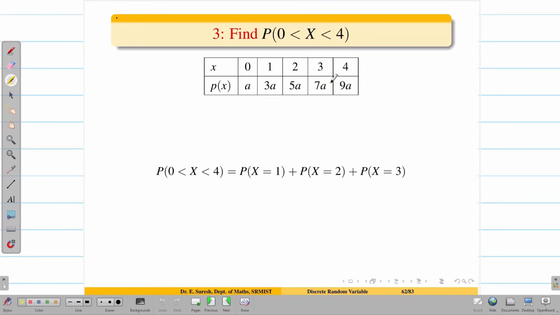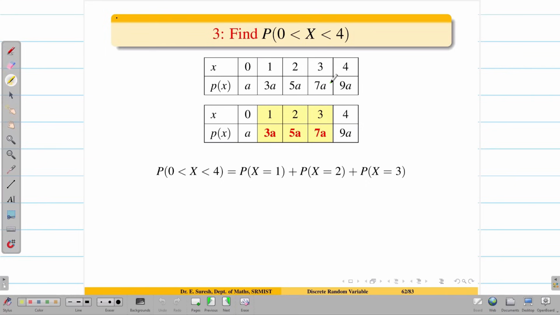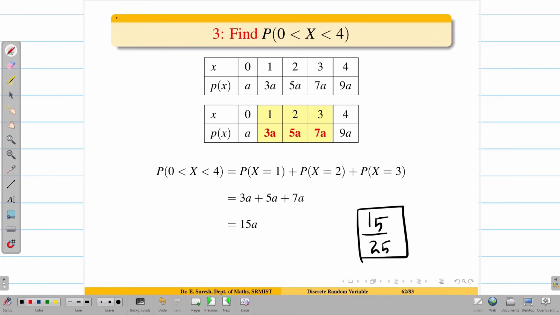Therefore, probability of x equal to 1 plus probability of x equal to 2 and probability of x equal to 3 will give the solution, that is 3a plus 5a plus 7a, that is 15a. Therefore, my answer is 15 divided by 25. Always substitute the constant value at the end to avoid calculation error.